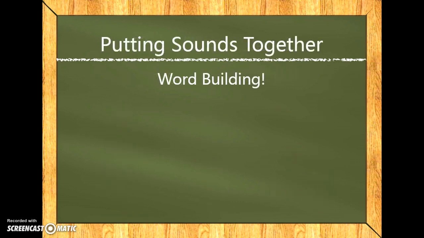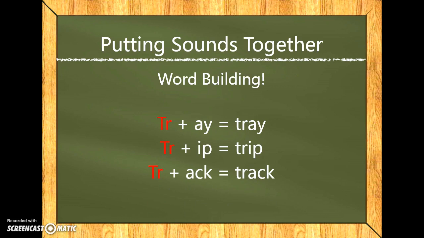Now let's put some other sounds together. This is also called word building. Here's our first word we're going to build. Tra plus a equals tray. Let's say the next one together. Tra plus ip equals trip. And one more for practice. Tra plus ac equals track.